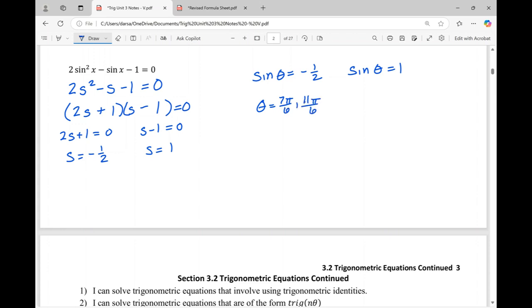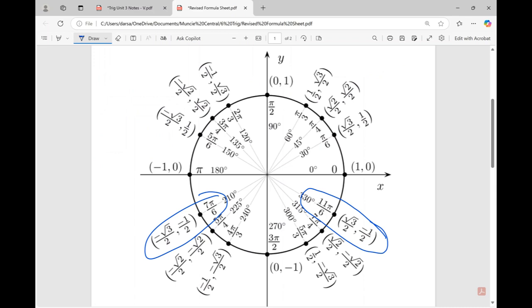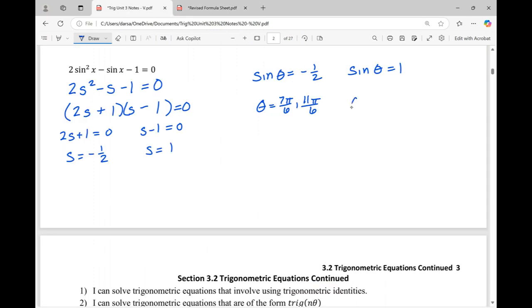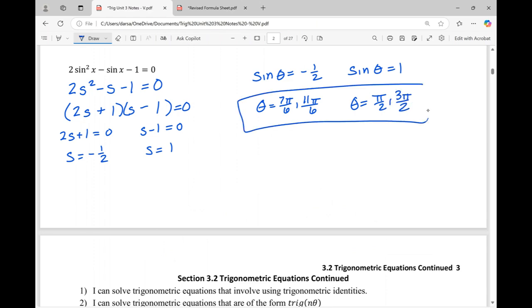And then sine of theta is equal to 1. Where is sine equal to 1? Well, that is going to happen at pi over 2. So we get 1 more answer. And we have 3 answers for our final answer here.